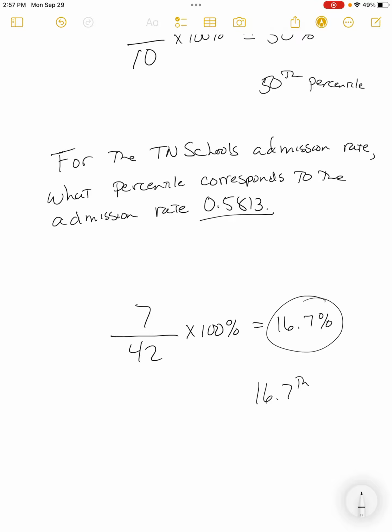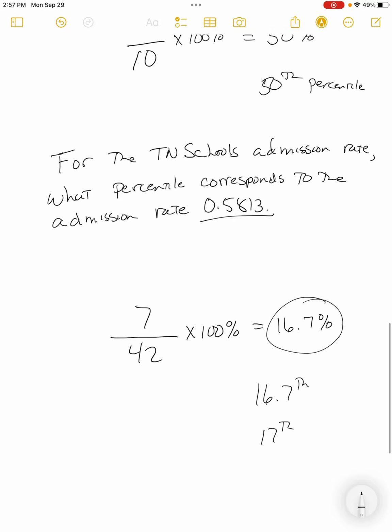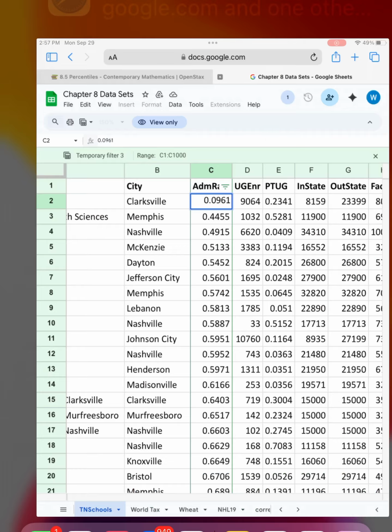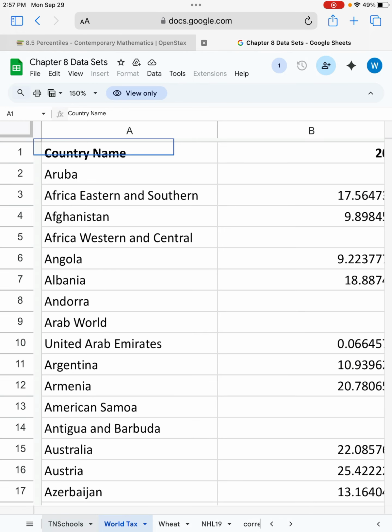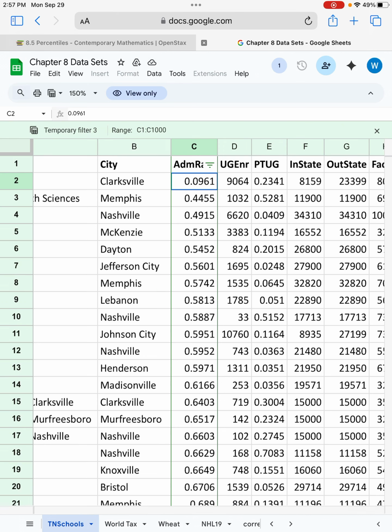You could tell me this would be totally an acceptable answer. So would the 16.7th percentile. So would the 17th percentile, to round it to the nearest whole number. Any of these would be full credit. But I wanted to show you this spreadsheet so you'd have a little bit more familiarity with it. And I apologize that as I go back and forth from it, it gets a little bit wonky.